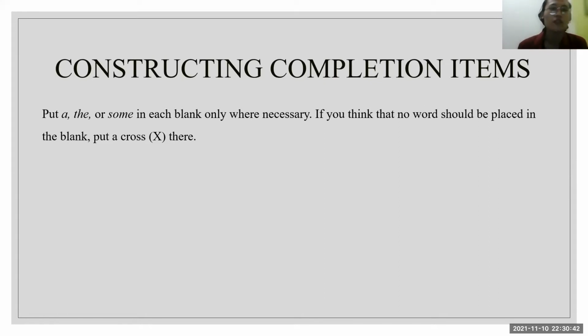And then we move to constructing completion items.